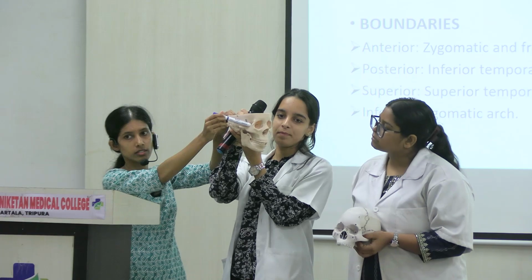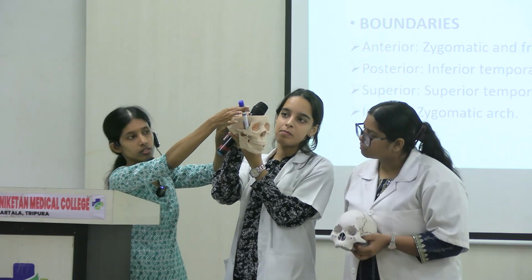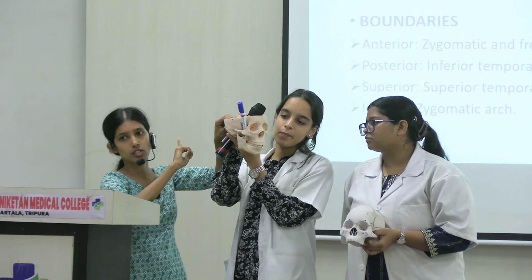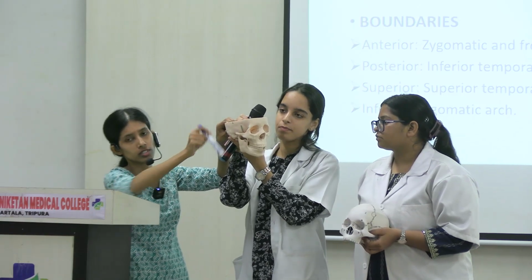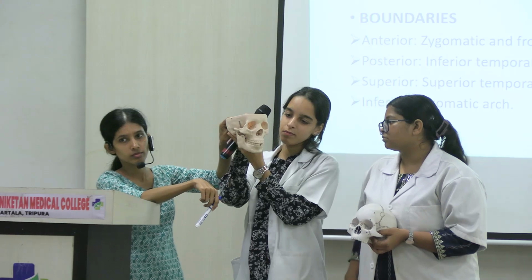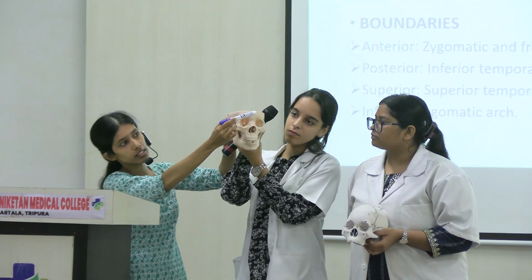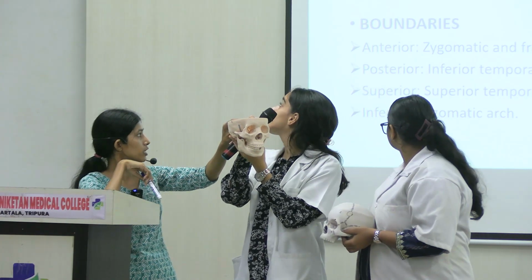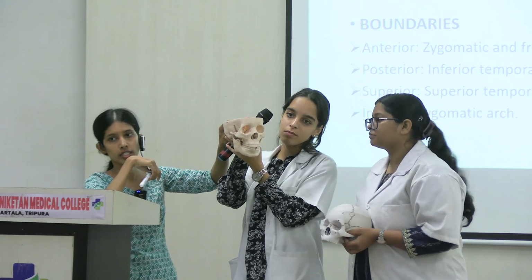What is this? Temporal fossa, right? This point. This is your temporal fossa. Anteriorly it is bounded by frontal bone and zygomatic bone. So which one is the zygomatic bone? This is your zygomatic bone and this is the frontal bone. Okay. Next, posteriorly it is bounded by inferior temporal line and the supramastoid crest.